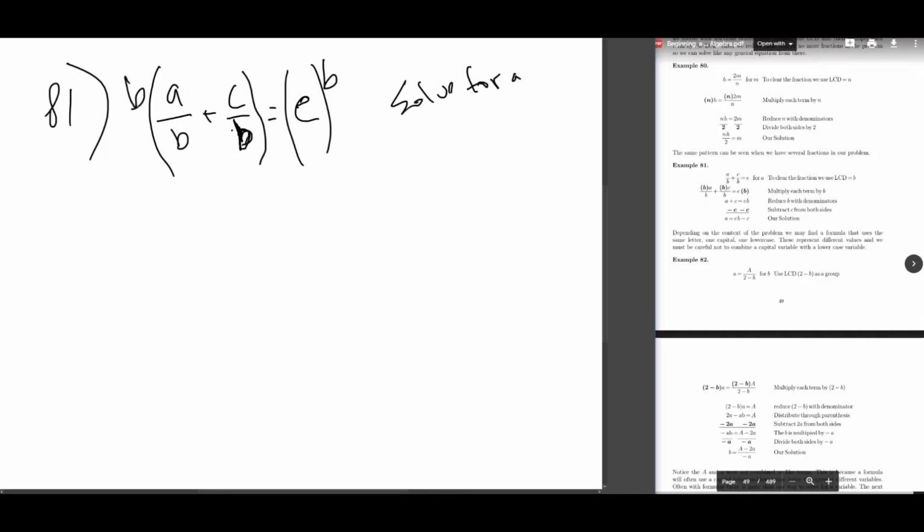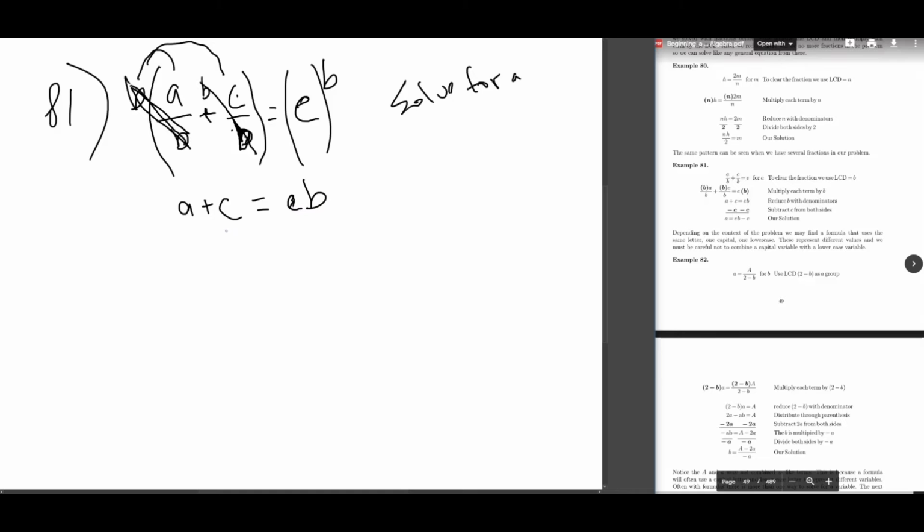And whenever you multiply a variable by something inside brackets divided by an addition or subtraction, you perform the multiplication to each single one. All right? So let's do this. So b times a over b. Well, I cross out these guys, and I'm left with a. Plus b times c over b. Well, I cross out these guys, and I'm left with c equals e times b.